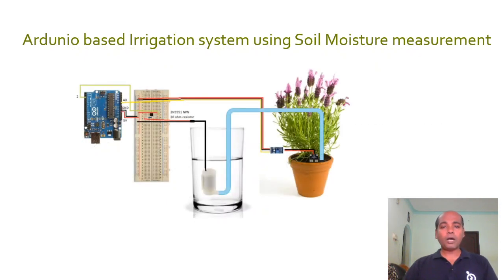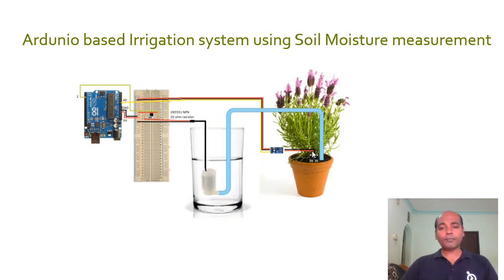We are going to see how this can be realized using an Arduino board. Arduino based irrigation system using soil moisture measurement. Arduino is a commonly used microcontroller, and in this diagram we see a soil moisture sensor kept inside this pot, and the signal from it is taken to the Arduino microcontroller. The microcontroller is programmed in such a way that for various levels of voltage which it obtains, it decides whether the pump should be turned on or off.